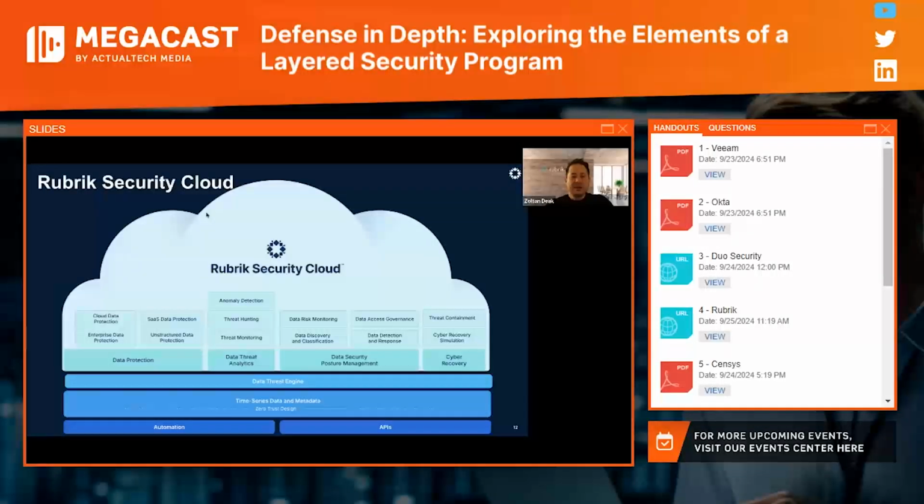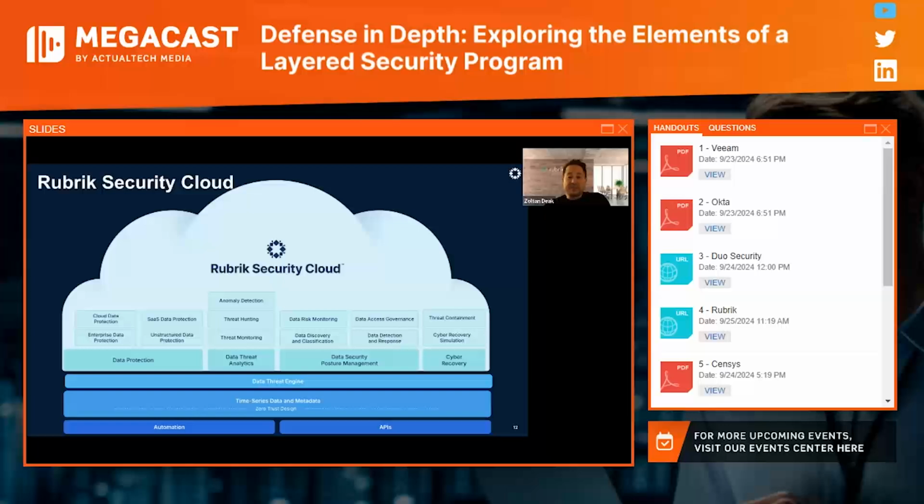So these capabilities are critical to any modern defense in-depth strategy. We know with the growth of enterprise data and how valuable it is, it's the primary target of attackers. We know attacks are going to get through.